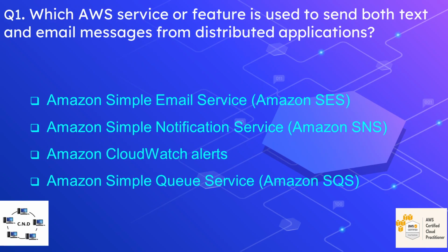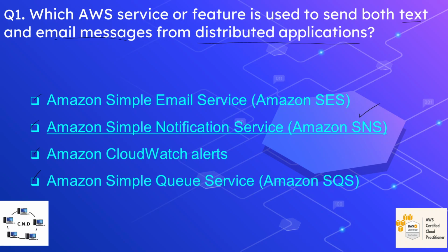Question number one is, what AWS service or feature is used to send both text and email messages from distributed applications? The options are: Amazon Simple Email Service, option B is Amazon Simple Notification Service, option C is Amazon CloudWatch Alerts, and option D is Amazon Simple Queue Service. And the correct option is Amazon Simple Notification Service, or Amazon SNS.